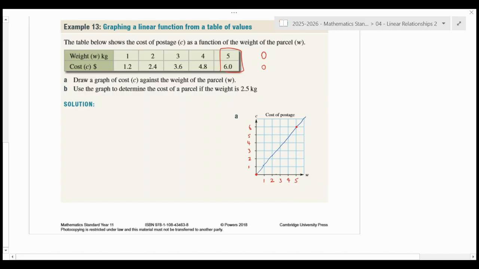Next question says, use the graph to determine the cost of a parcel if the weight is 2.5 kilos. So we go across to 2.5. We go up until we hit the line, and then we come back. And you'll find that that will be $3. And that's it. We're done.